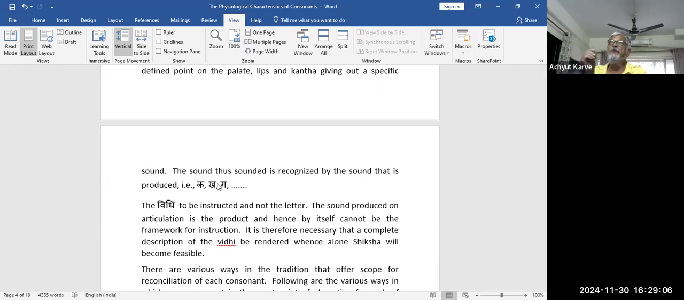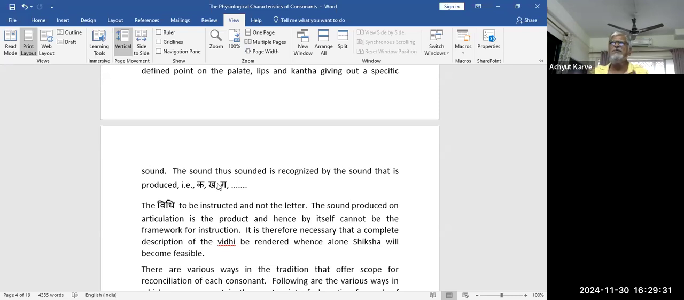Until and unless I define the vidhi of that akshara, the description doesn't become complete. It is not a complete description, because something more has to be defined if I have to say this is ka. So I have to describe it in the form of a vidhi. Now this vidhi, you can have it for all letters.